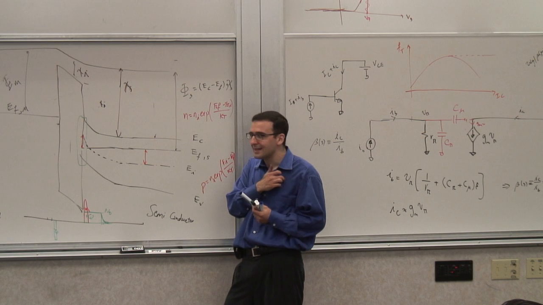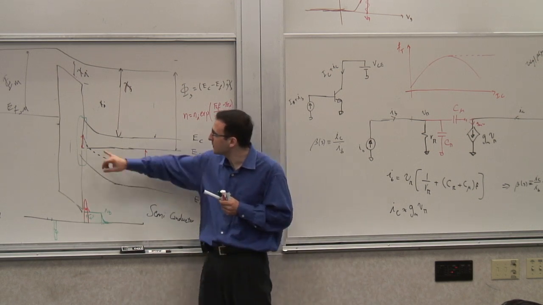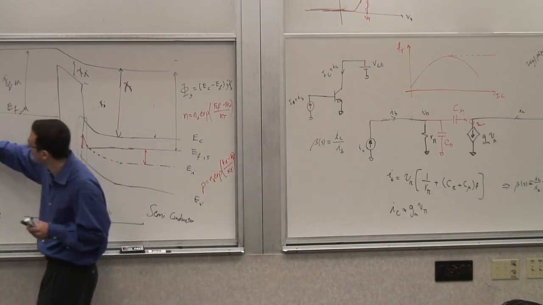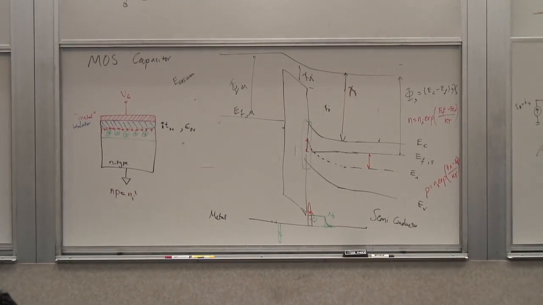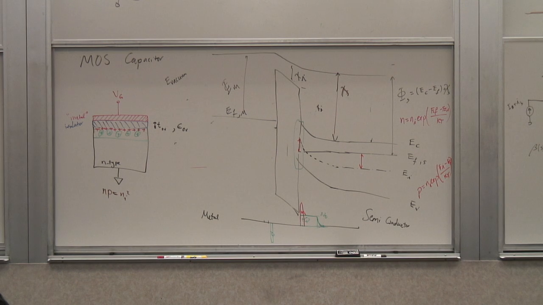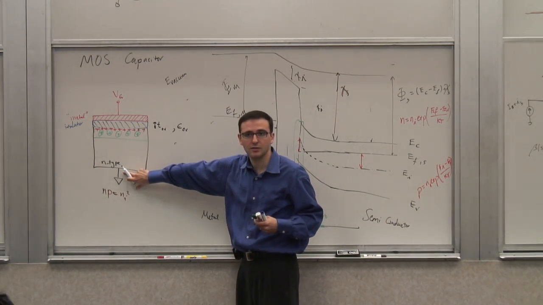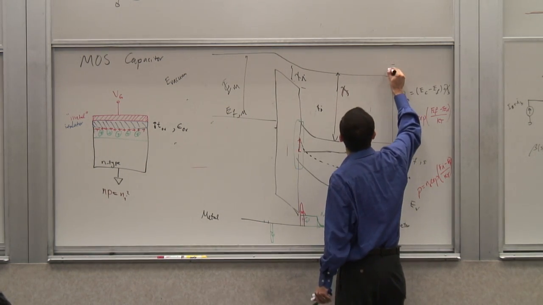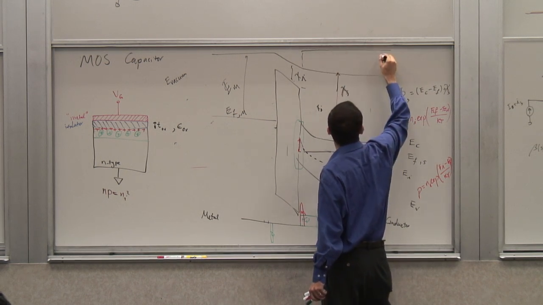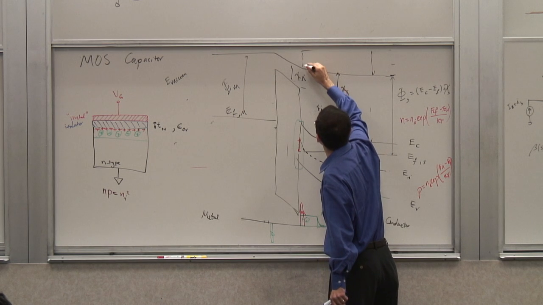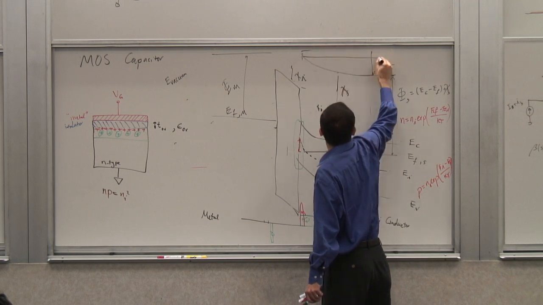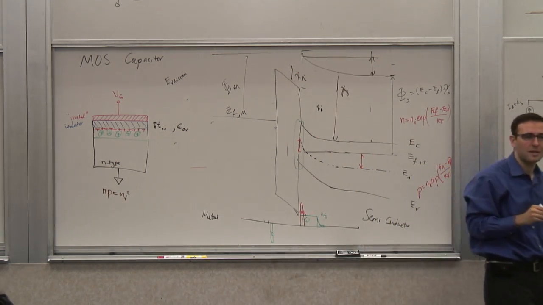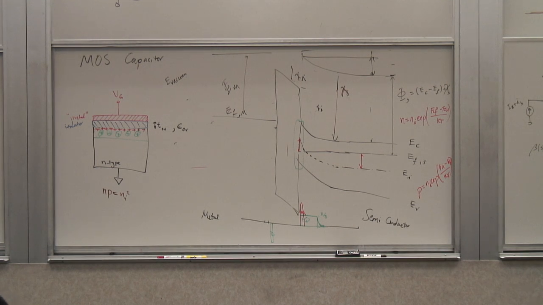Now, at the onset of the strong inversion, can you tell me what the surface potential is? The electric potential right here, at the interface between the semiconductor and the insulator. What is it? Well, this is the zero potential, right? So this is the reference potential. And then the surface potential is the potential here. So it's the potential difference between here and there. What can you tell me about the potential difference at this onset of strong inversion?